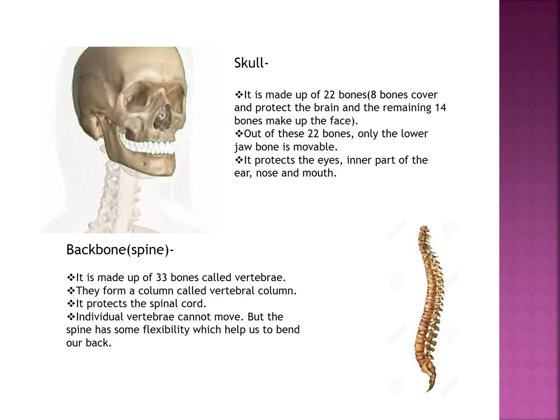Next we'll study about backbone. Backbone is also known as spine. It is made up of 33 small bones called vertebrae, and all the vertebrae together form a column which is known as a vertebral column. The vertebral column protects the spinal cord. Individual vertebrae cannot move, but the spine has some flexibility because of these small bones which are attached together, which help us to bend our back.